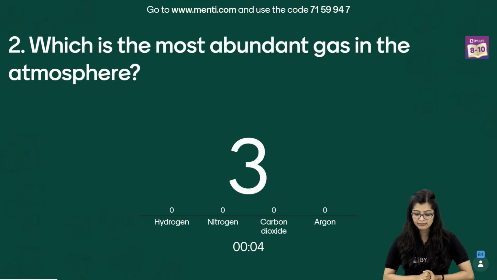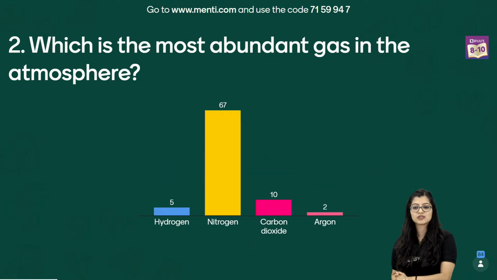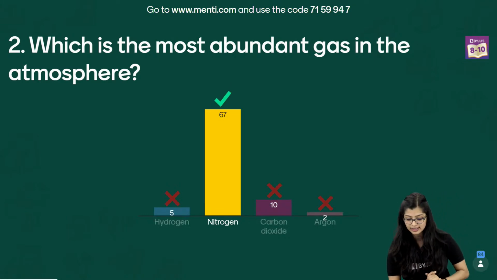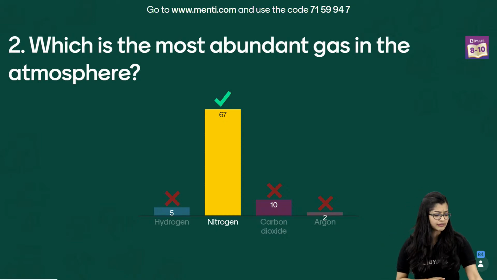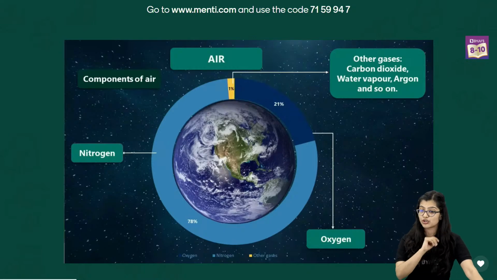Yes, you have 5, 3, 2, 1 and time's up and very good. 67 of you have got this right, which is nitrogen. And some of you have got slightly confused here, not a problem. Very quickly, we know that air is a mixture of gases.